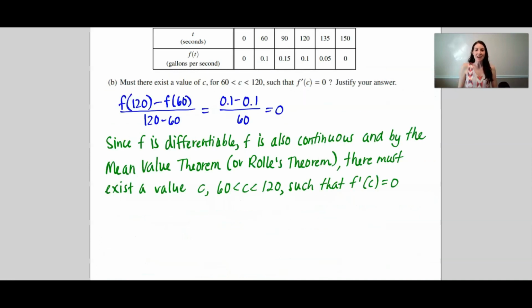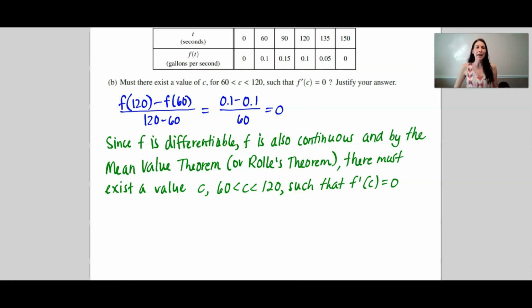For part B of question number 1, it says, must there exist a value C between 60 and 120 such that f prime of C equals 0? As soon as I see them ask about the derivative of the function we're given, I know that means we need to use the mean value theorem. If you'd like to see a video I've recorded in the past on the mean value theorem, click here. As soon as I know I'm going to use it, I first have to ask myself, can I even use the mean value theorem? In order to use it, the function must be both differentiable and continuous.